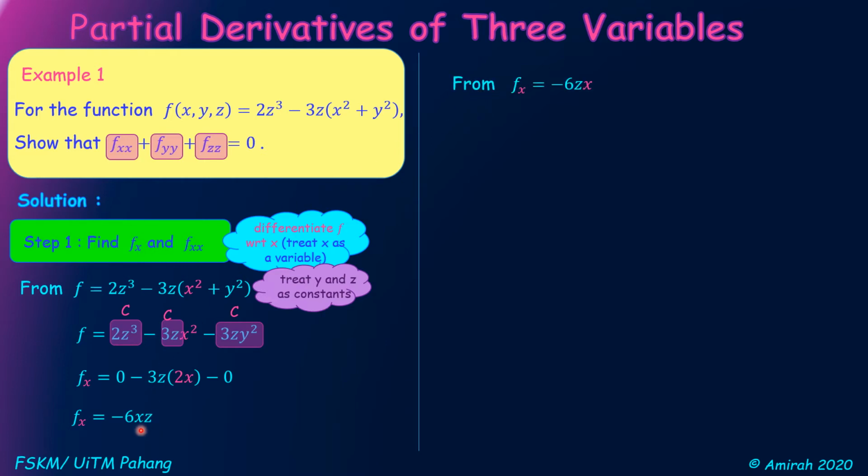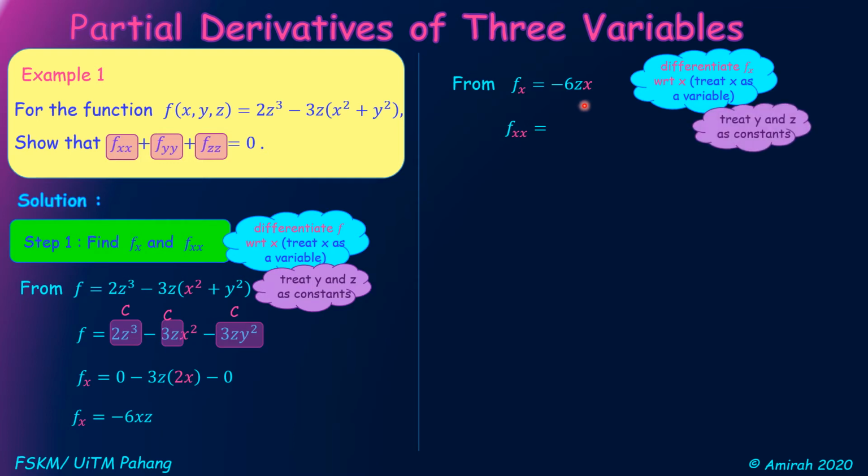Right, and then from fx, we can find fxx. Fxx here means we differentiate fx with respect to x. Since we differentiate with respect to x, we treat x as a variable, and we treat y and z as constants. Now we have z here, so z is a constant, so constant times constant equals constant.